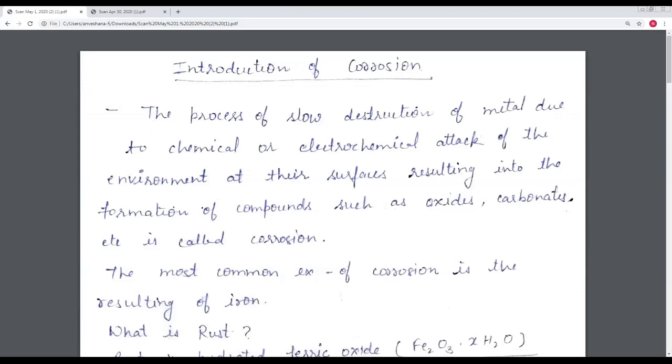Introduction of corrosion: it never happens in one day, it is a slow process. That is the process of slow destruction or deterioration of metal due to chemical or electrochemical attack of the environment at its surface, resulting in the formation of compounds such as oxides, or it may be carbonate, etc. This is called corrosion. So the gradual destruction of metal by chemical or electrochemical attack on its surface, then the formation of oxide or maybe carbonate, this process is called corrosion.